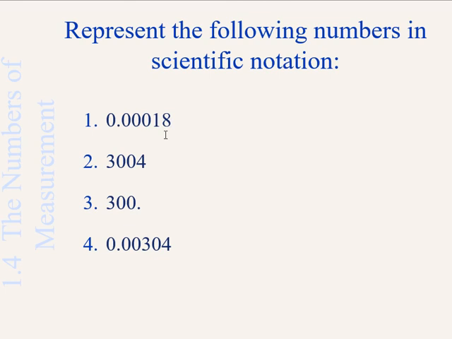Here your coefficient should be 1.8 times 10 to the negative 4. Here your coefficient should be 3.004 times 10 to the 3. How about here? Your coefficient should be 3.00 times 10 to the 2, and here it should be 3.04 times 10 to the negative 3.